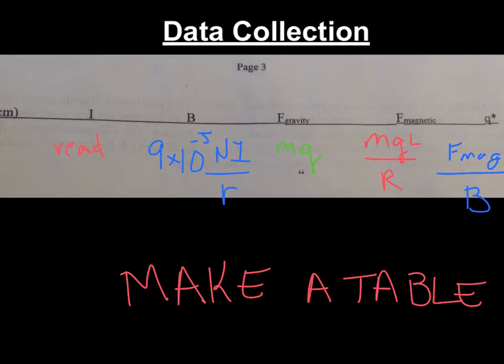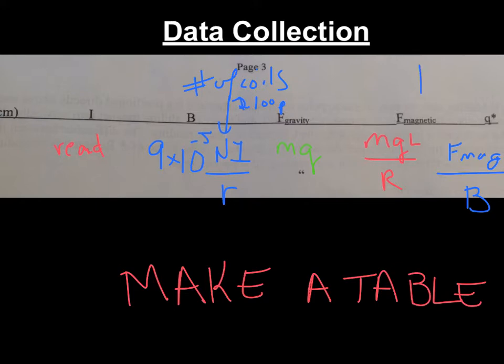All right. You read the current. You use this equation. N is the number of coils in one loop. Gravity, the force of gravity, is just mg. And then this we got from that teeter-totter balancing the torques.